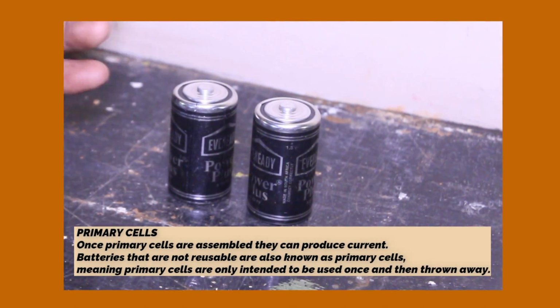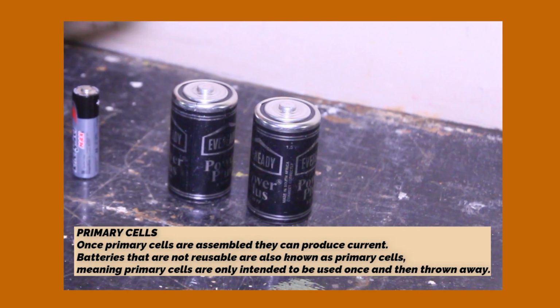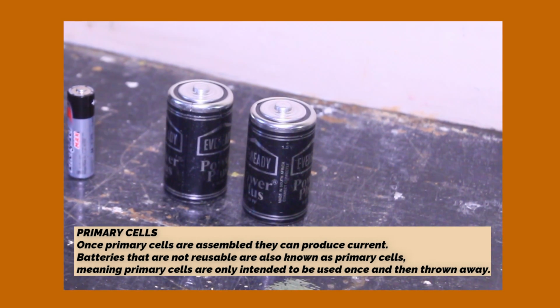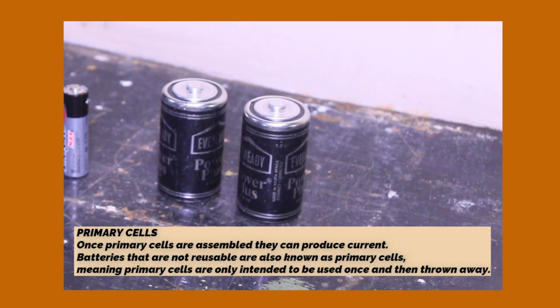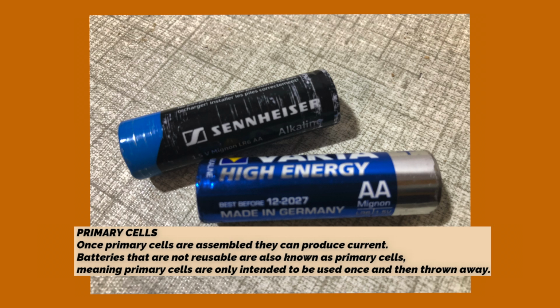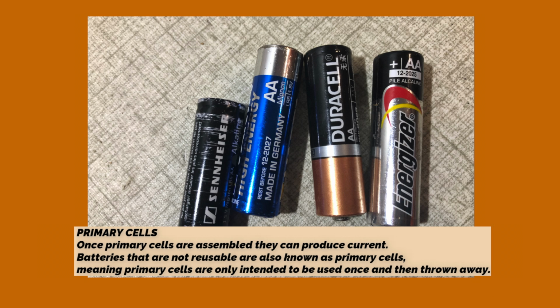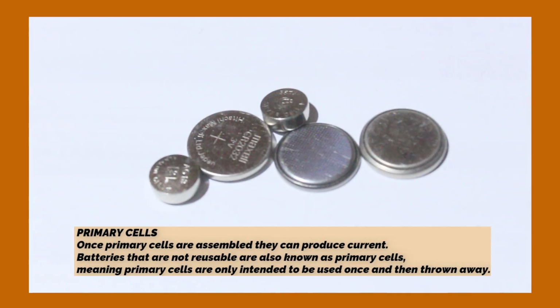Primary cells. Once primary cells are assembled, they can produce current. Batteries that are not reusable are also known as primary cells, meaning primary cells are only intended to be used once and then thrown away. Primary cells are usually used in movable devices.